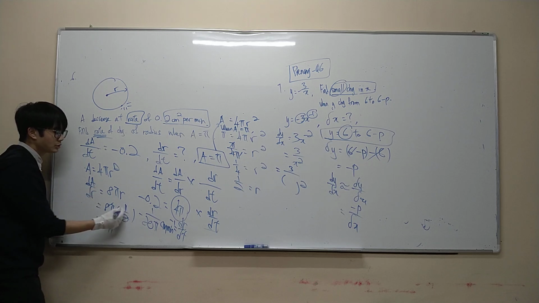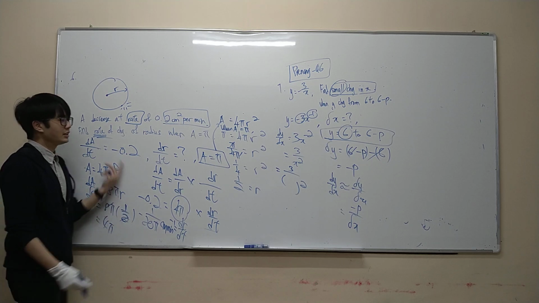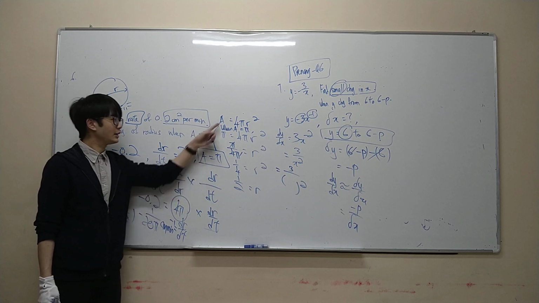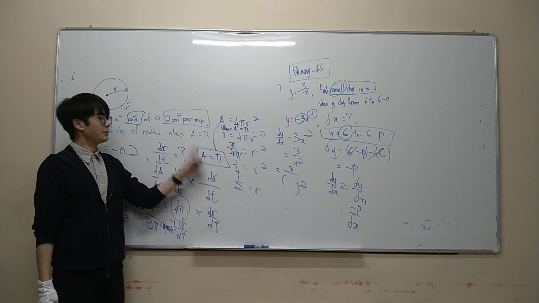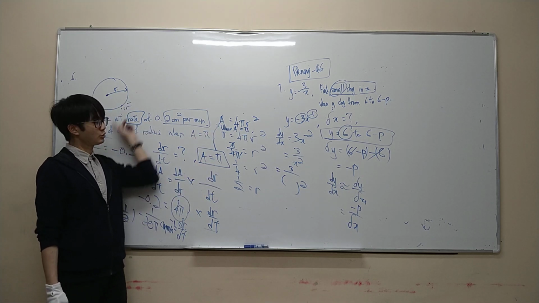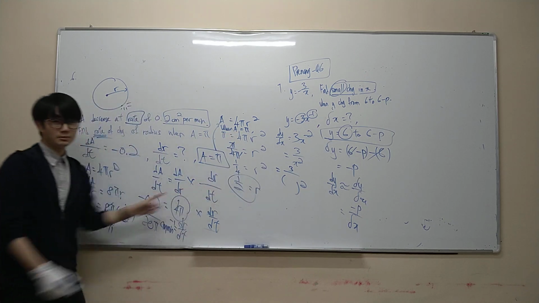Just now saya nak masuk r dekat sini, right? But dia tak bagi r, dia bagi a. And what I do? I use the original, I masuk the A into the original formula to find R first. And then baru saya masuk.